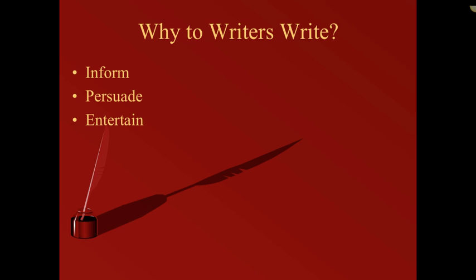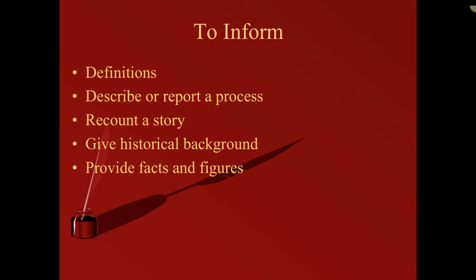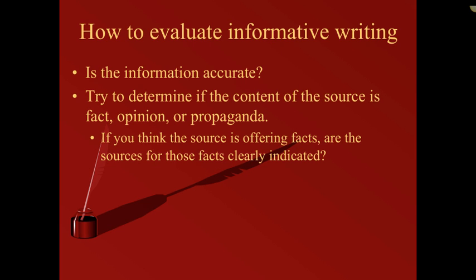Authors write for three basic reasons: to inform, to persuade, or to entertain. When authors write to inform, they usually will provide definitions. They'll describe a report or a process. They recount a story. They'll give historical background. They'll provide facts and figures. Your textbooks are written to inform.